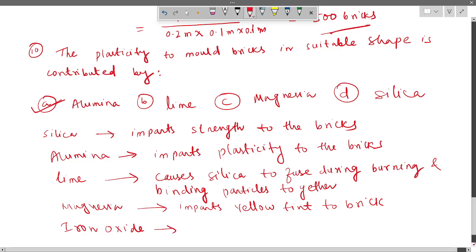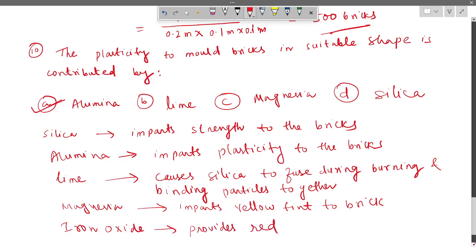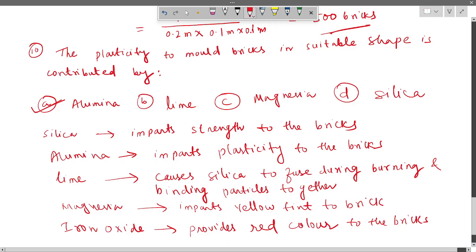What is the function of iron? It provides red color to the bricks, and it also helps in fusing together. So what will be the answer? Answer will be the A option. So write it down.